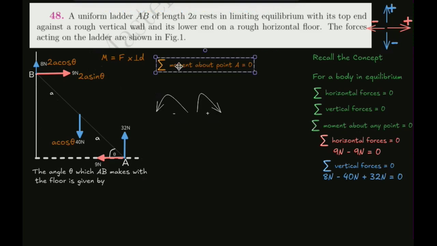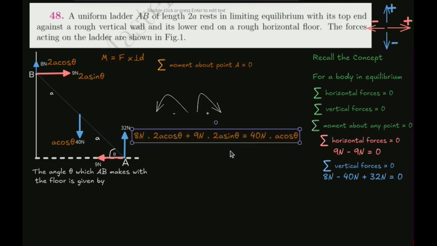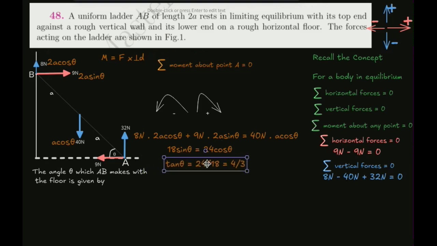Okay, so from our formula, sum of moment about point A should be equal to 0. We will have this. Okay, so if we simplify, we have this 8 sine theta equals 24 cos theta. Then finally we have tan theta equals 4 on 3, and our angle theta is simply the tan inverse of 4 on 3.